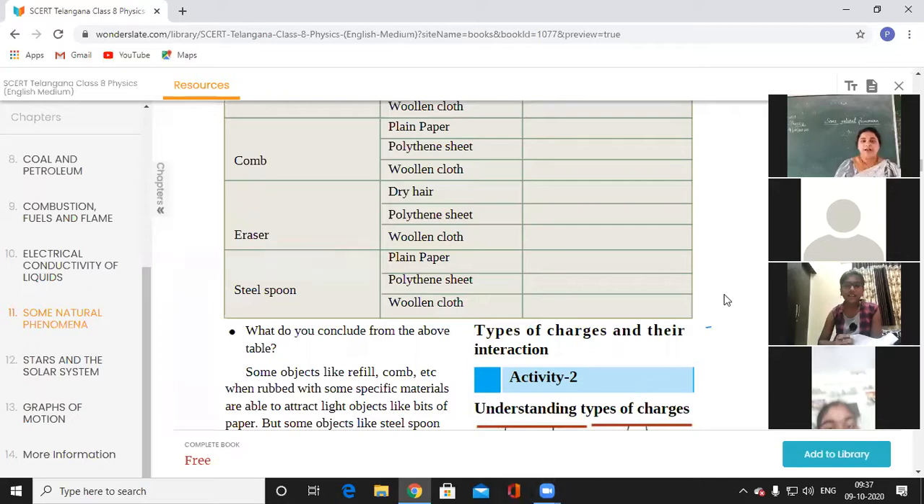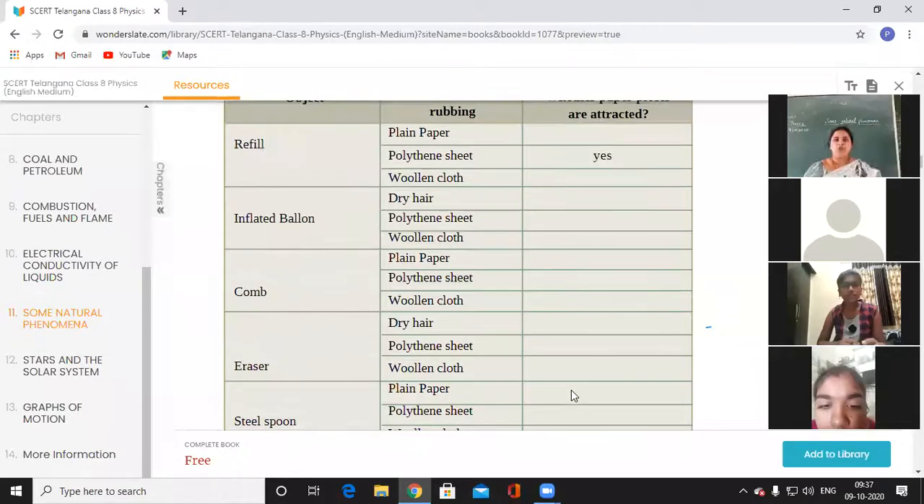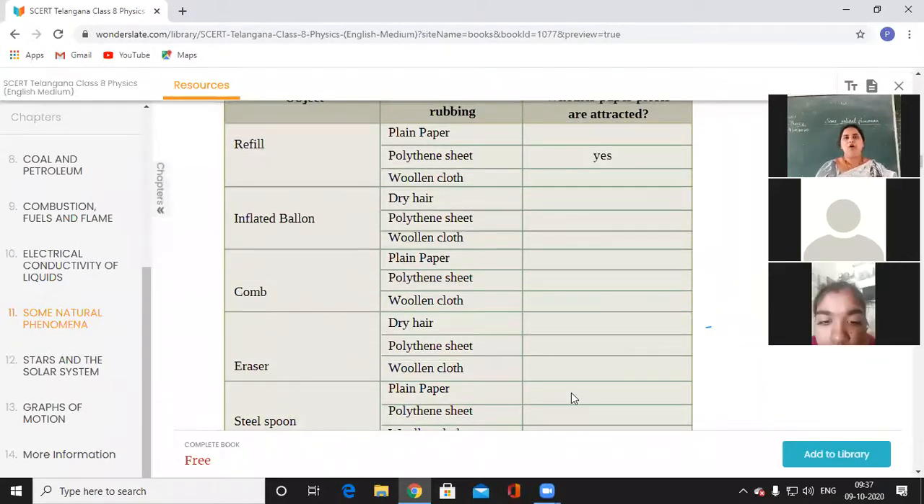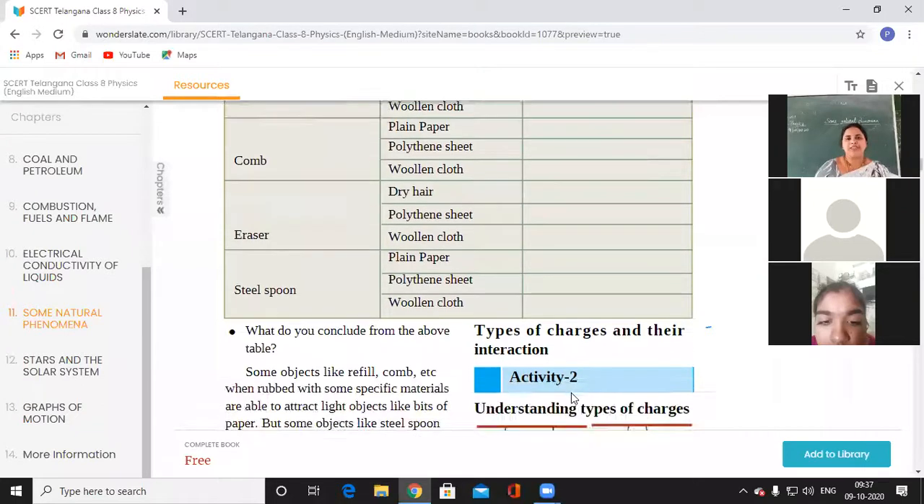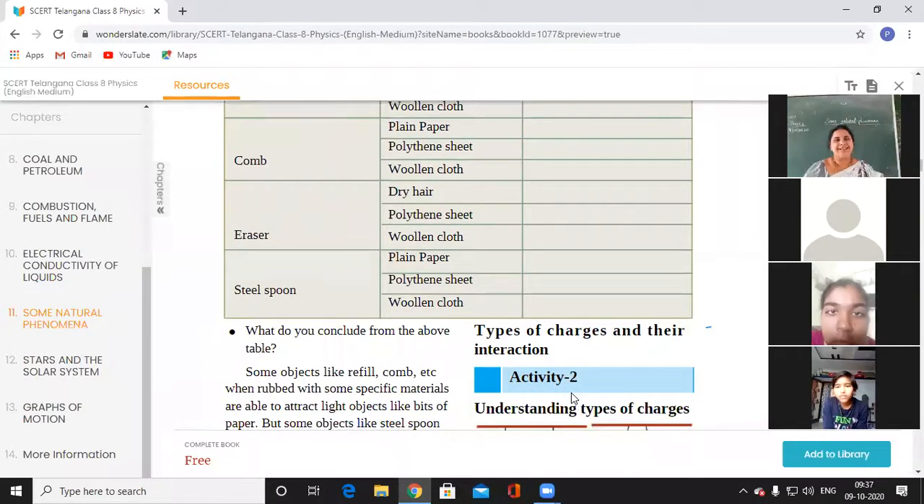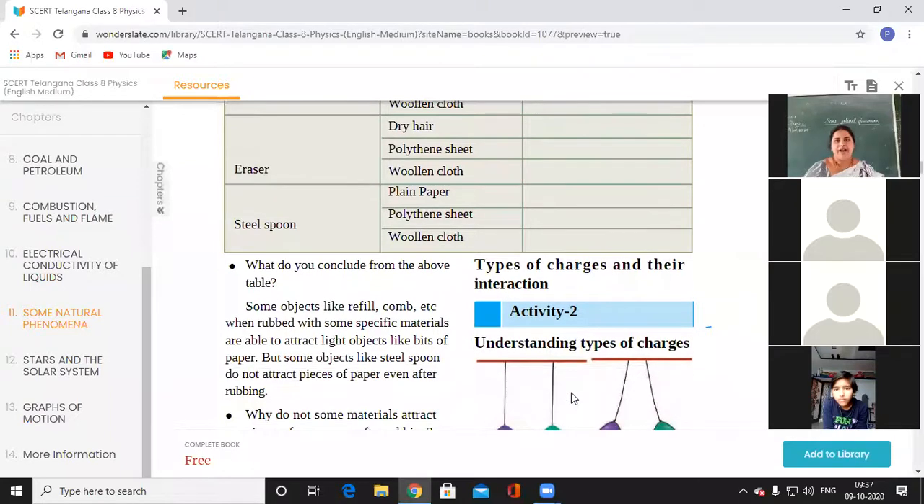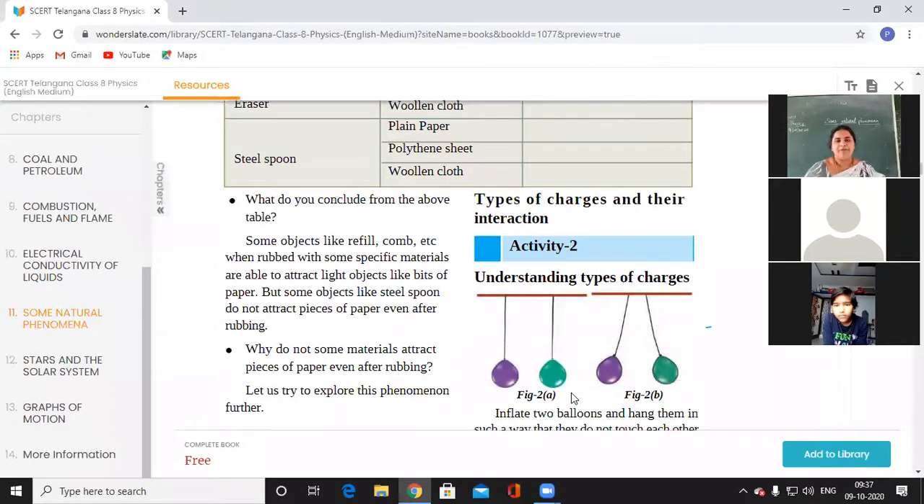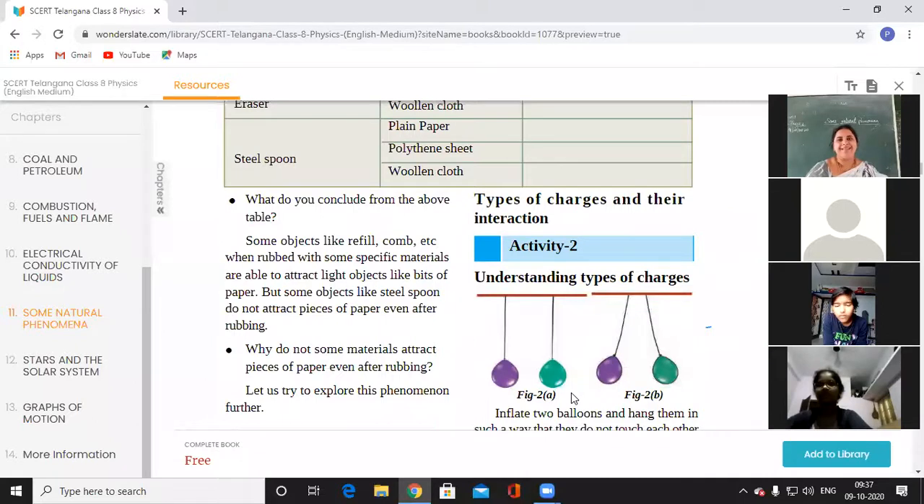So these are the outcomes of that lab activity, which I asked you to do at home. Okay. Now the question is, why are some materials able to attract after rubbing with different materials, and why are some materials unable to attract? The question is that.